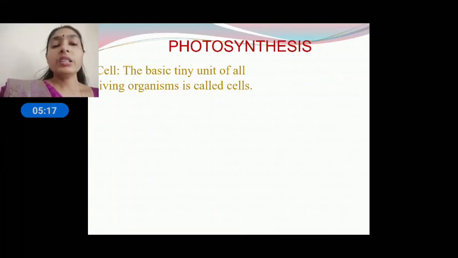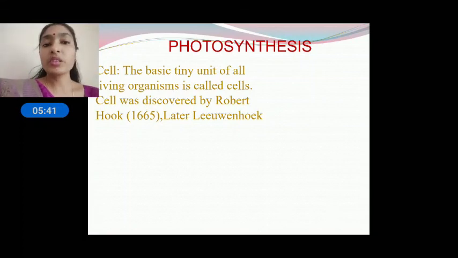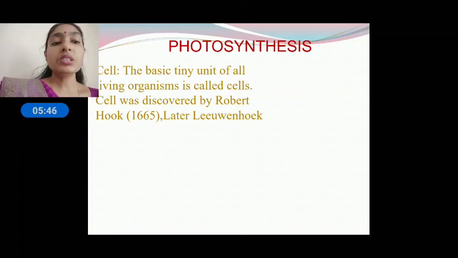In 1665 Robert Hooke discovered the cell. He kept a thin slice of dry cork under the microscope, and he observed an appearance like a honeycomb, of small boxes, which he later named cells. Later Leeuwenhoek observed living cells under the microscope, and so these two persons have great achievements in the discovery of the cell.